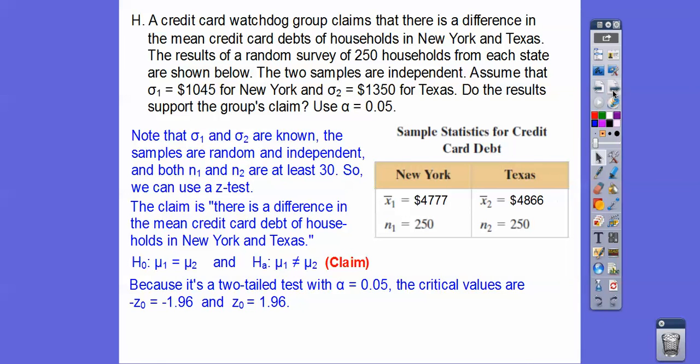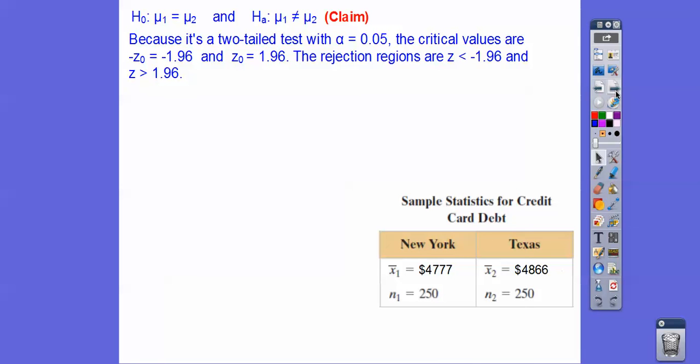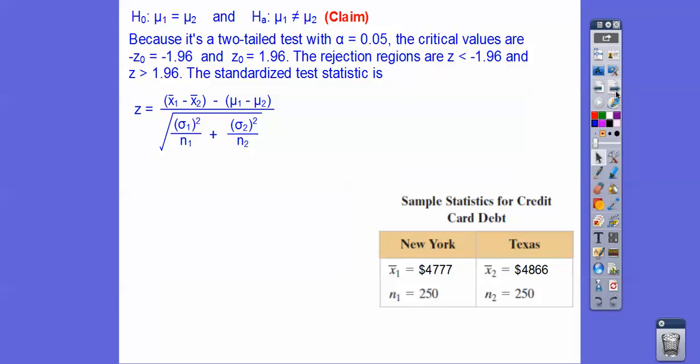Because it's a two-tailed test with alpha equal to 0.05, our error being 0.05, the critical z-scores are negative 1.96 and positive 1.96. So anything below negative 1.96 or above 1.96 when we calculate our z would give us enough evidence to reject our null.